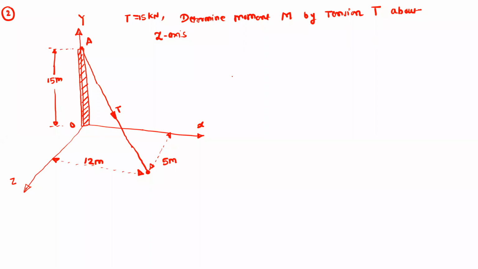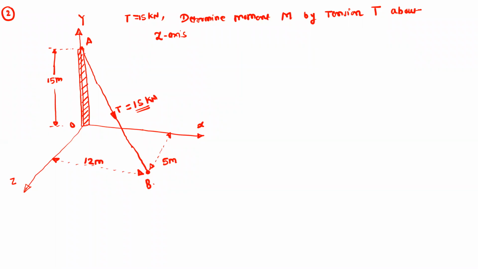Okay, so note down the next problem. In this problem, one rod AO is supported by using the cable AB. It is held in the vertical position by applying the tension T. So this T value is 15 kilonewton.